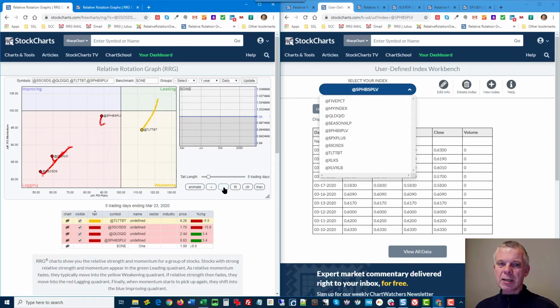If you know what you're doing, this is super powerful stuff, and it finally answers Eduardo's question: how can I plot all my pairs on the RRG grid? The answer is do it with user-defined indexes. Here you go.